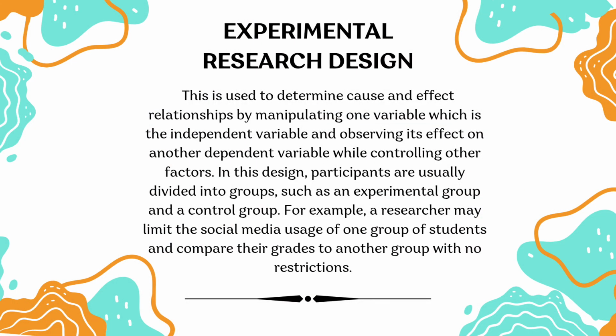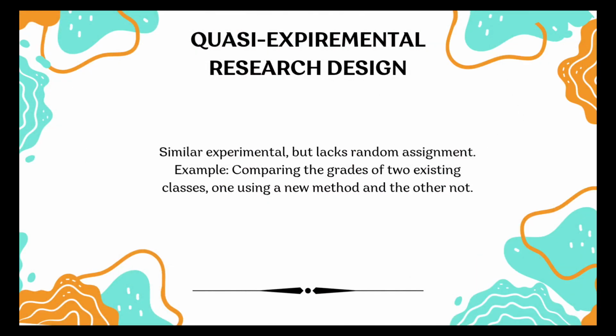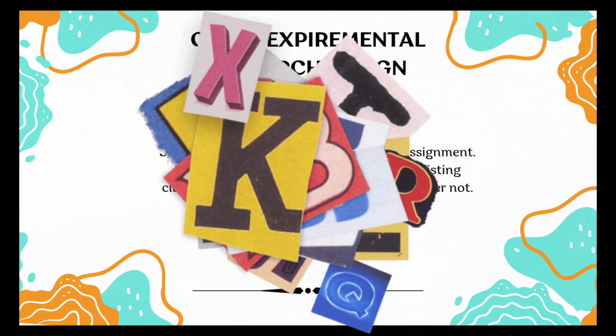Experimental research design. This design is used to determine cause and effect relationship by manipulating one variable, which is the independent variable, and observing its effect on the other variable, which is the dependent variable, while controlling other factors. In this design, participants are usually divided into groups such as experimental group and the control group. Quasi-experimental design. Similar to experimental but lacks random assignment. For example, comparing the grades of two existing classes, one using the new method and the other is not.